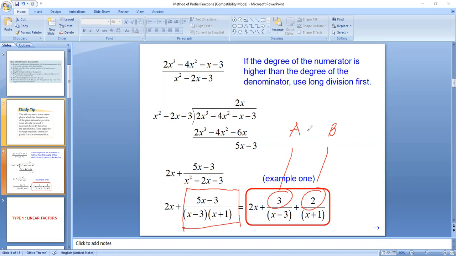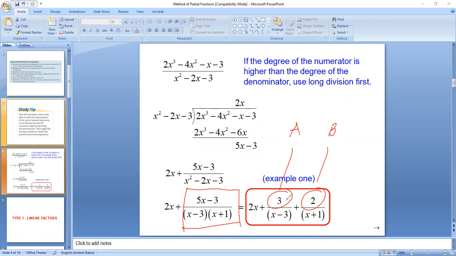So how we find the A and B will be explained in example number 1. But in the process of finding A and B, look here, you already did the factoring. You already factored x squared minus 2x minus 3 to this. And now, from this original fraction, you have these equivalent partial fractions. The sum of these two partial fractions is equal to this one.